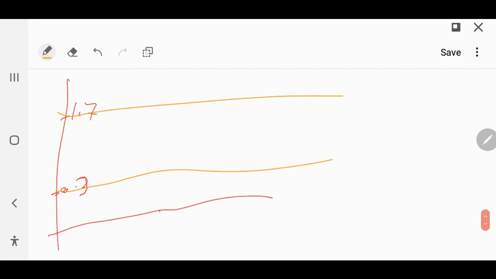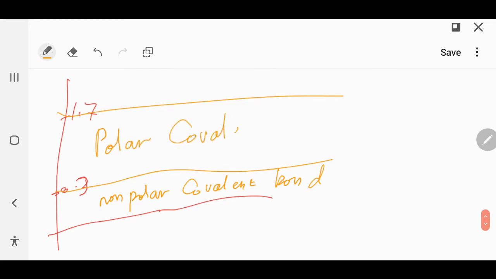Now, if the electronegativity difference between two different atoms is less than 0.3, we will have a non-polar covalent bond. But if the electronegativity difference is over 0.3 but below 1.7, then we will have a polar covalent bond. While if the difference is over 1.7, then we will have an ionic bond.